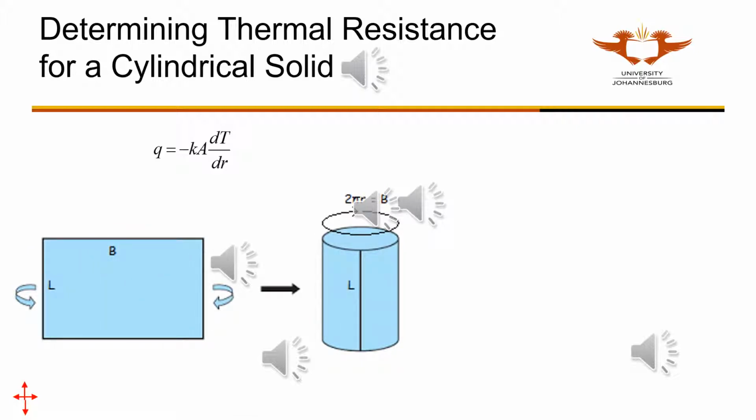The circumference of the cylinder end has a value of 2 times pi times r, and this is then equal to the one side, B, of the paper. You can see that the area of the one side of the paper, which is B times L, is equal to 2 times pi times r times L. This is also the heat transfer area of a cylinder.